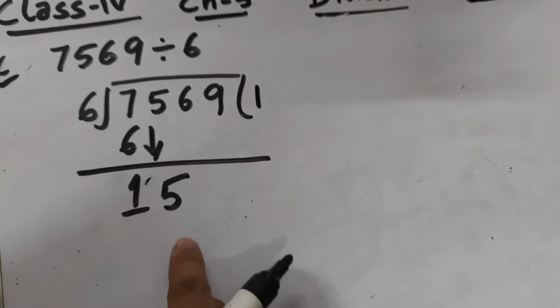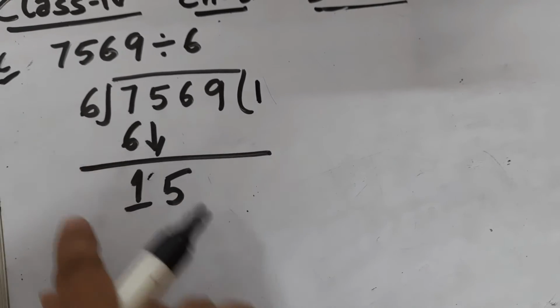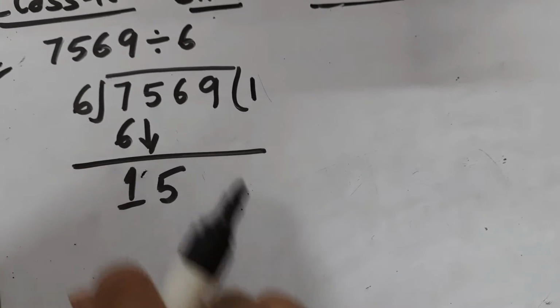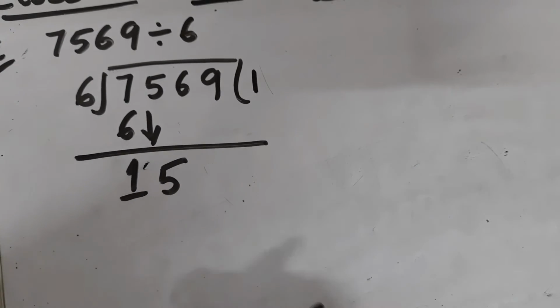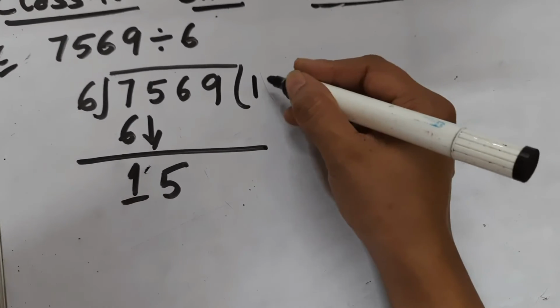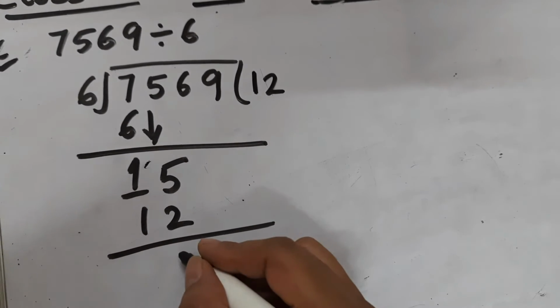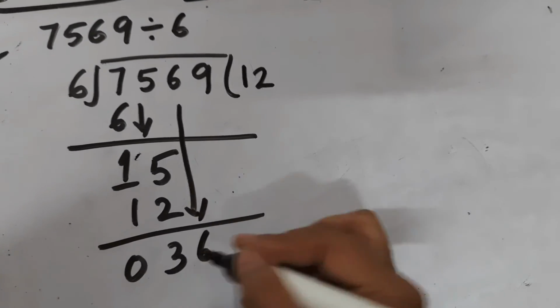Does 15 come in the table of 6? No, 15 does not come in the table of 6. So we will take a number that is just smaller than 15 and comes in the table of 6. That is 12, because 6 3s are 18 and that will be greater than 15. So we will take 6 2s are 12. Okay, now subtract it. 5 minus 2 is 3, 1 minus 1 is 0 and bring this 6 down.